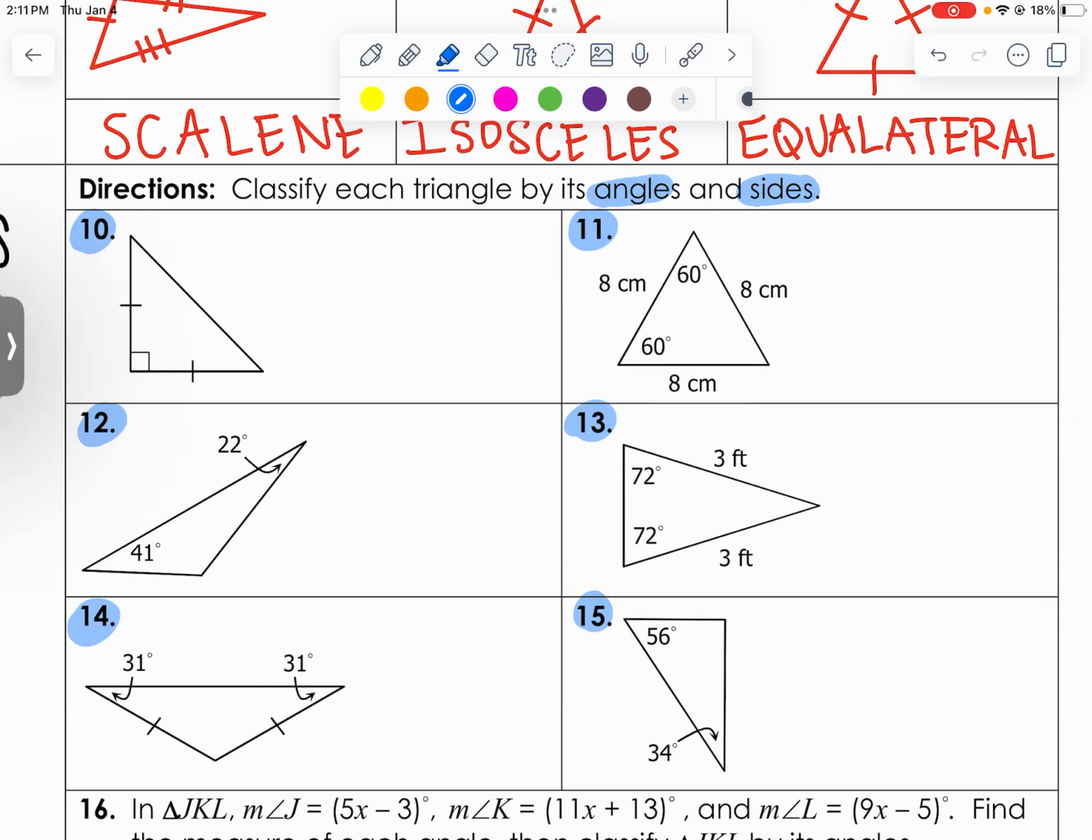This is nice. Isosceles? Yeah, isosceles. I think it's a sausage. We give her number 11. This is right. Oh, equilateral.